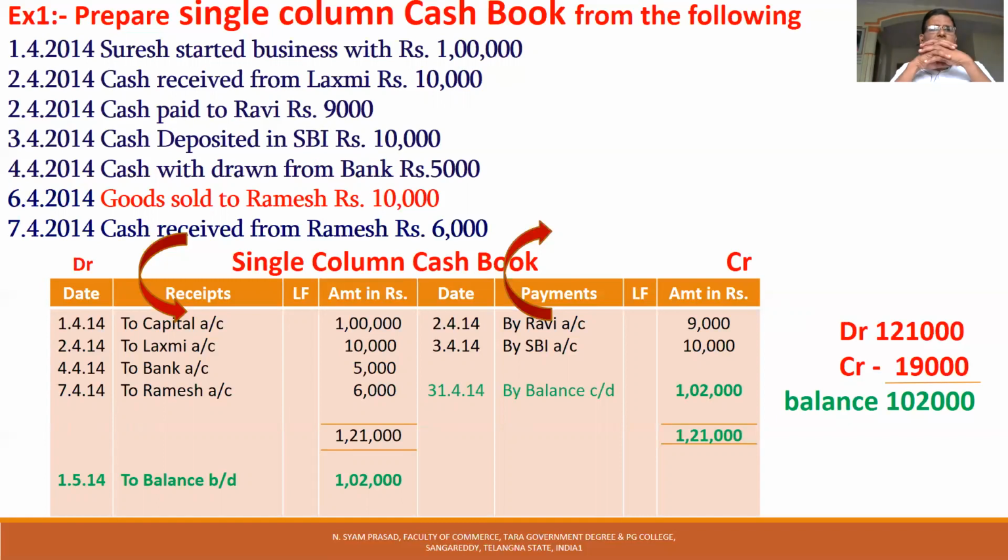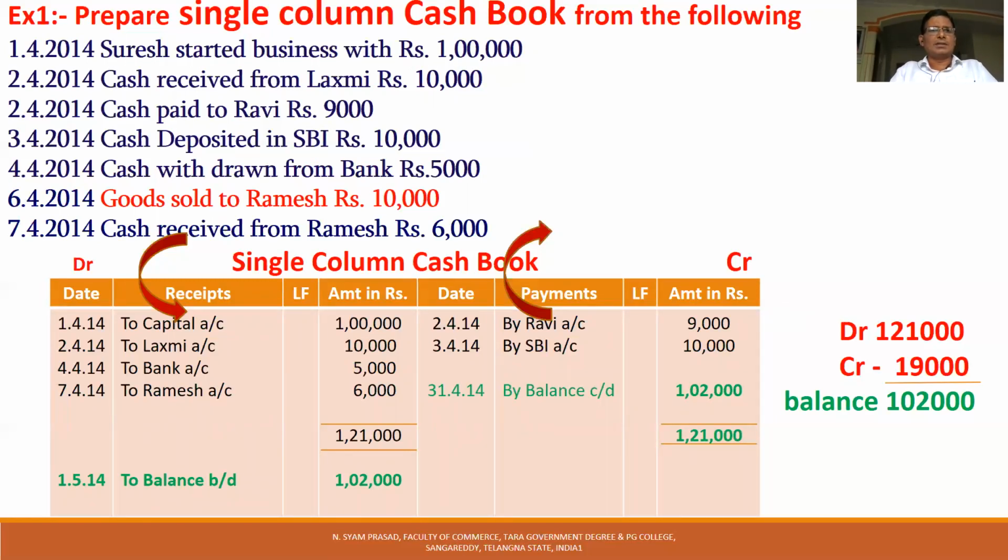On second, cash received from Lakshmi 10,000. On second, another entry, cash paid to Ravi 9,000. On third, cash deposited in State Bank of India 10,000. On fourth, cash withdrawn from bank 5,000. On sixth, goods sold to Ramesh 10,000. On seventh, cash received from Ramesh 6,000. These are the transactions; we have to record them in the single column cash book. The answer is in front of you.